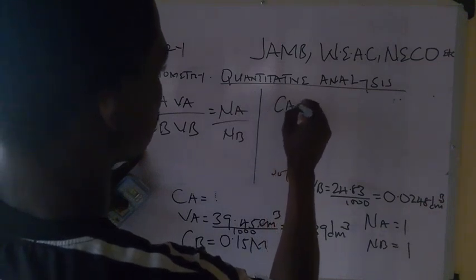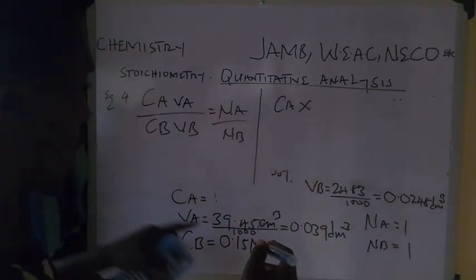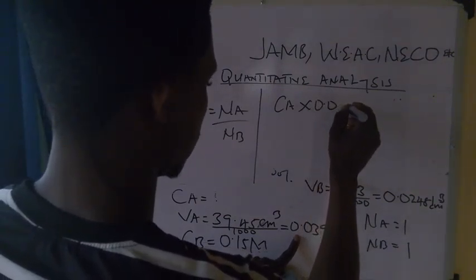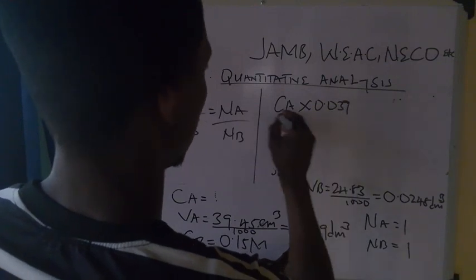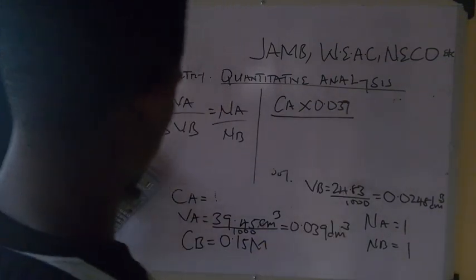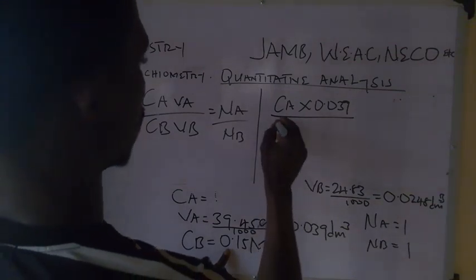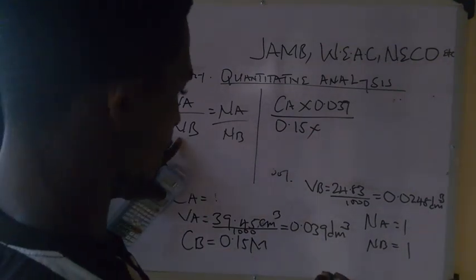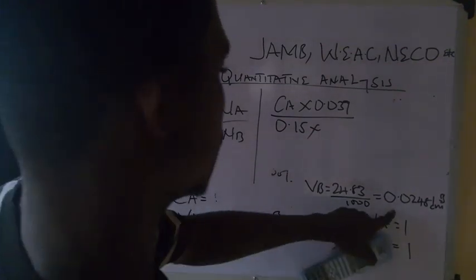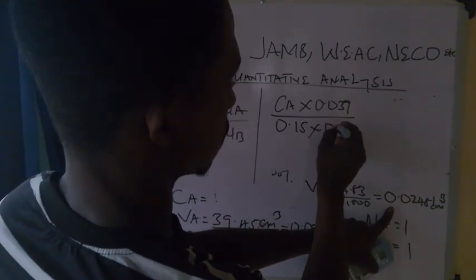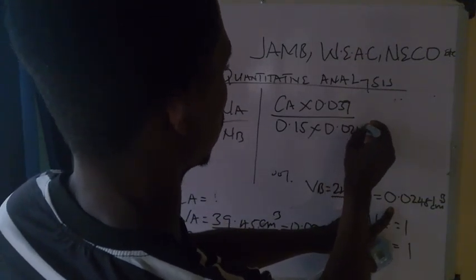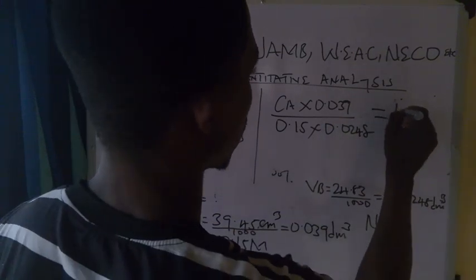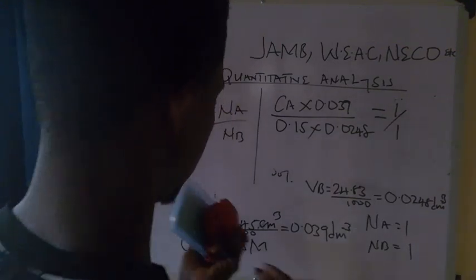So CA times VA, VA is 0.039, all over CB times VB. CB is 0.15, times VB, which is 0.0248, which is equal to NA over NB. NA is 1, NB is 1. As simple as that.